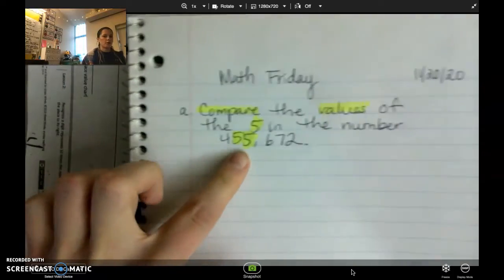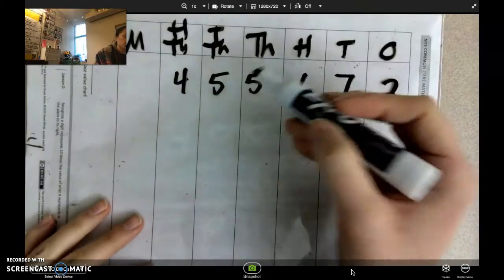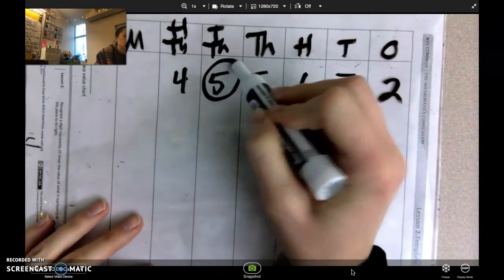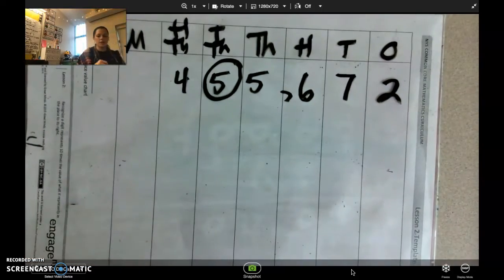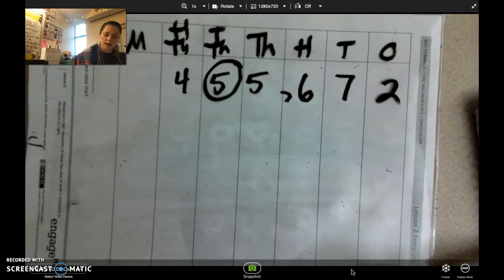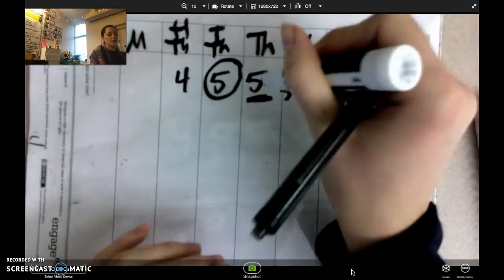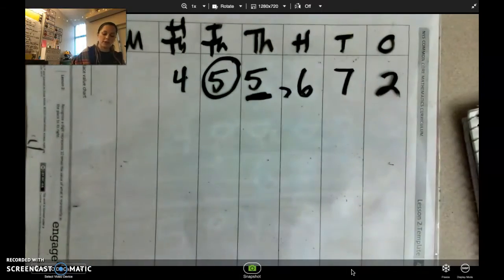Now I have 455,672 inside of my place value chart. I can see that this 5 is worth 5 10,000s or 50,000. And so that's where I'm going to start. One 5 has a value of 5 10,000s. And now this 5 has a value of thousands, so I know it's worth 5,000s.